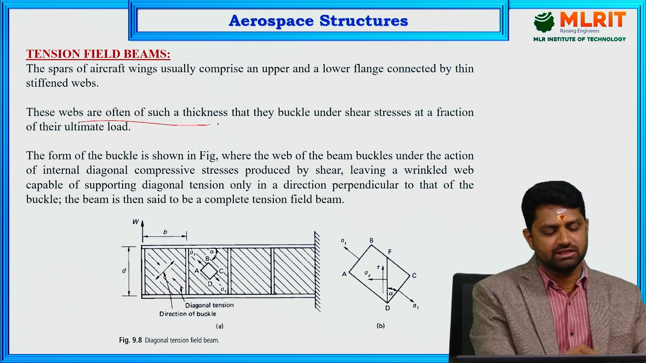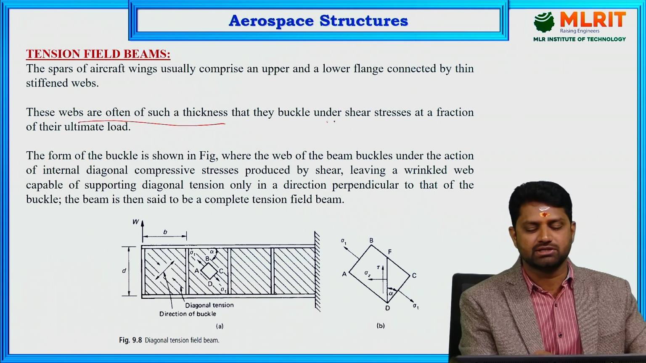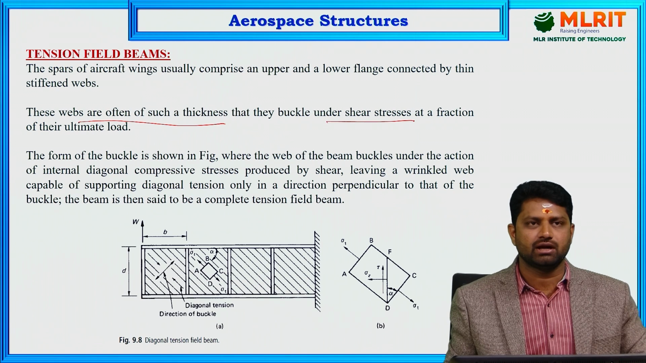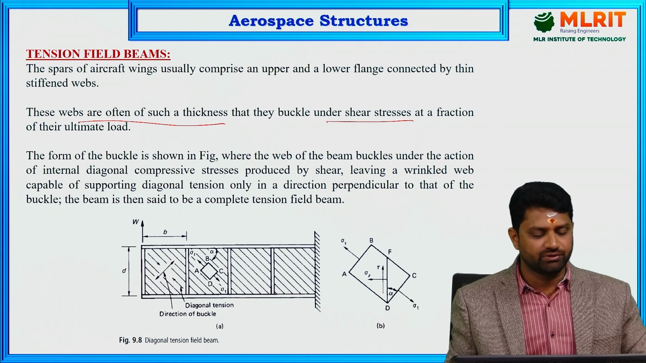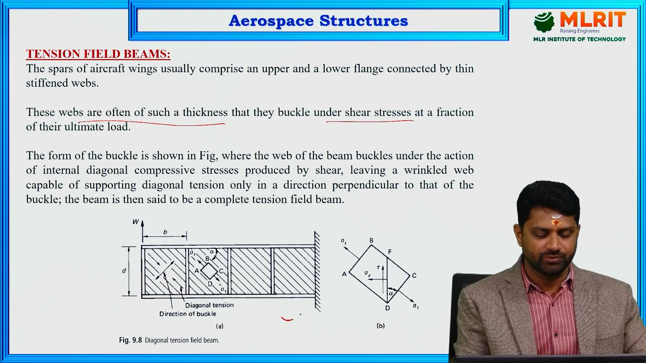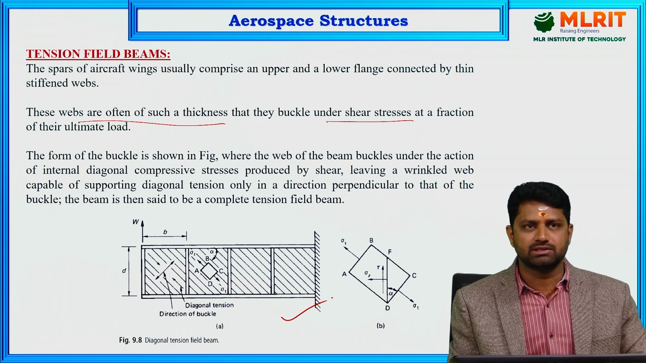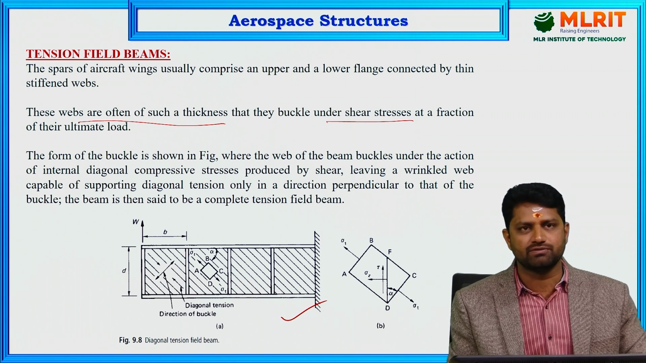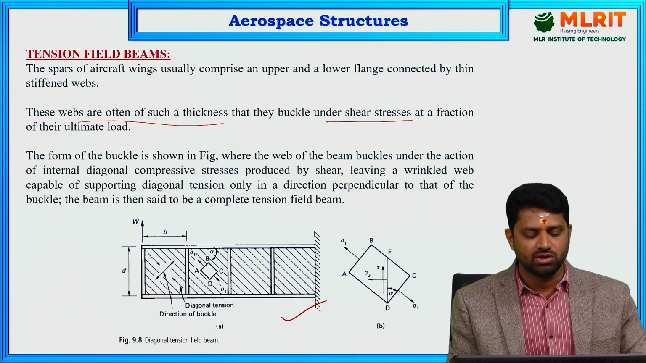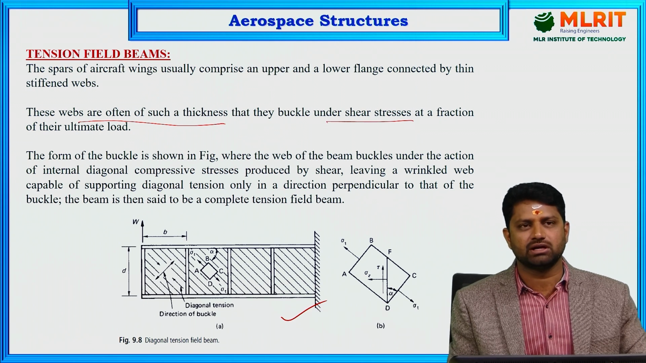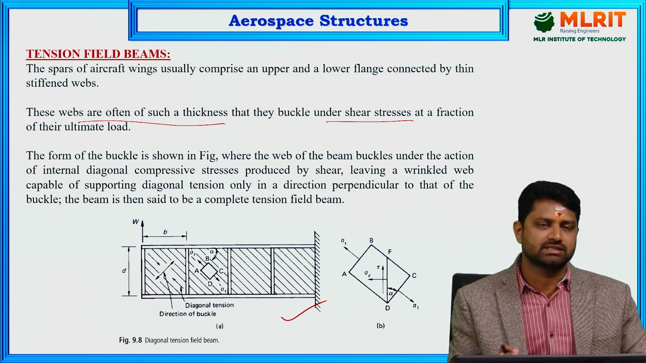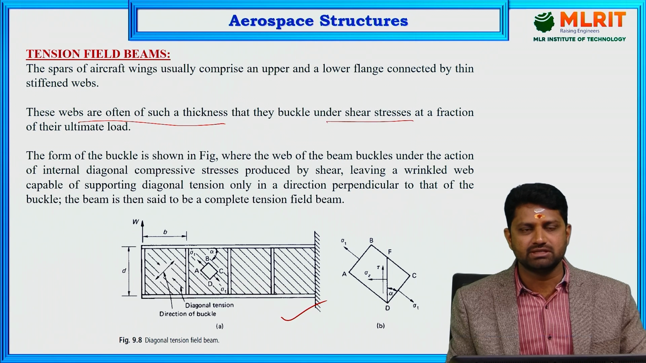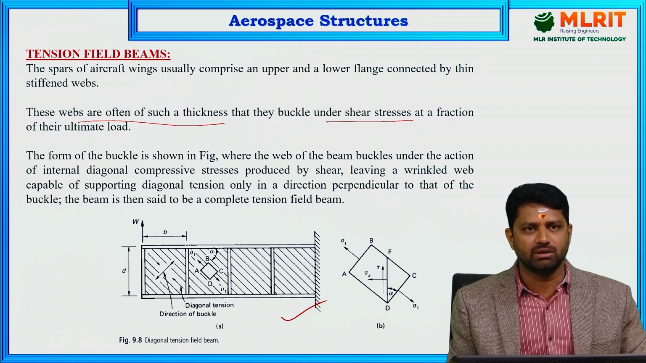If you look at the webs, they are often of such a thickness that they buckle under shear stresses at a fraction of their ultimate load. The form of the buckle is shown in the figure, where the web of the beam buckles under the action of internal diagonal compressive stresses produced by shear, leaving a wrinkled web capable of supporting diagonal tension only, in a direction perpendicular to that of the buckle. In this configuration, the beam is said to be a complete tension field beam.